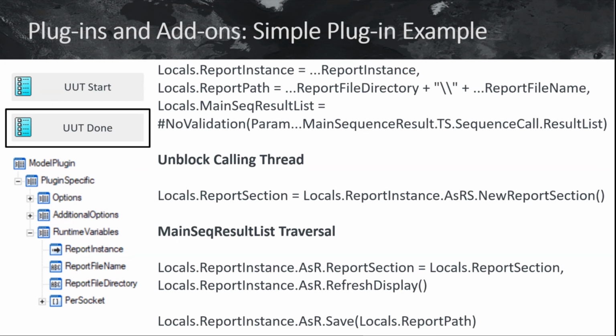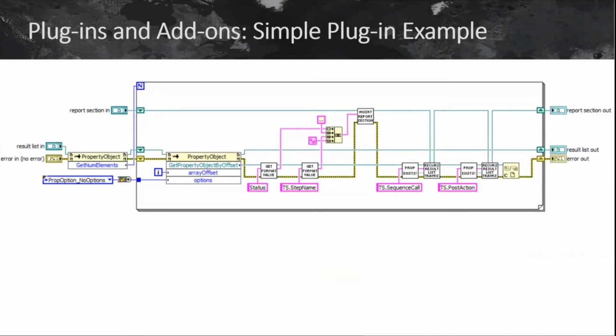And after that, we create a new report section, which will be used to collect results from the result list of our main sequence. So the next thing is we need to execute some code, which I will show in a moment, to recursively access every result from the result list. And after that, we use the report section to save it in a file that we specified in runtime variables. And therefore, we have our report.